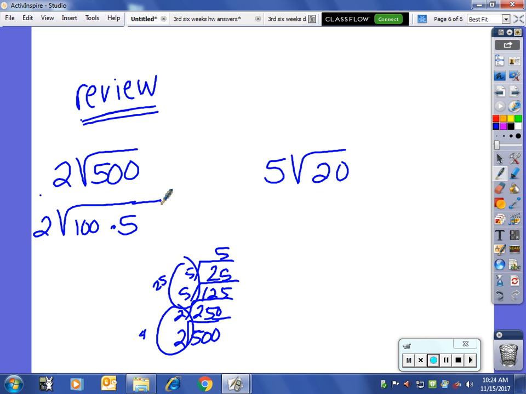What's the square root of 100? 10. So it's going to come out as a 10. However, there was already a 2 out there. So now I have 20 out there, and what's inside is 5.